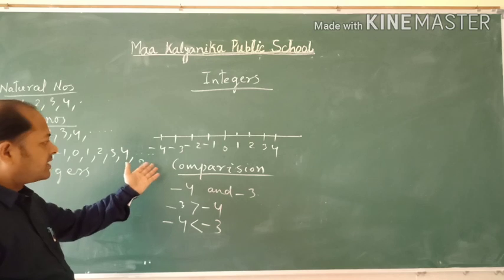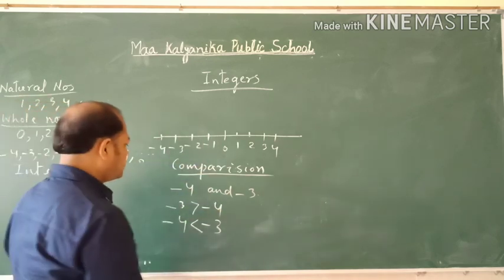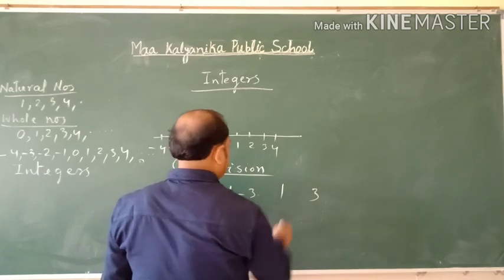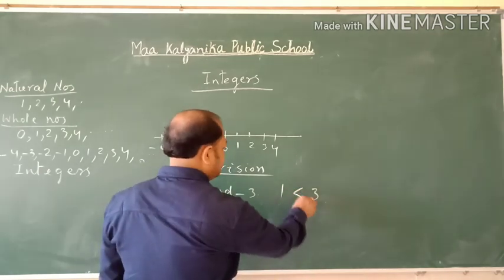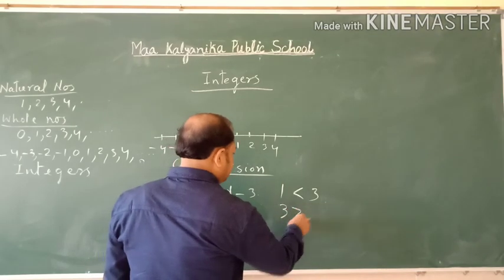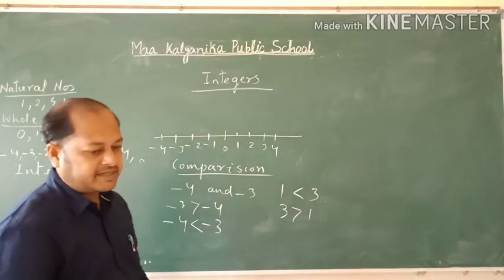And similarly, we can write positive numbers also. If you write 1 and 3, we can write 1 is less than 3. We can write like this also: 3 is greater than 1. This is one part of comparison.